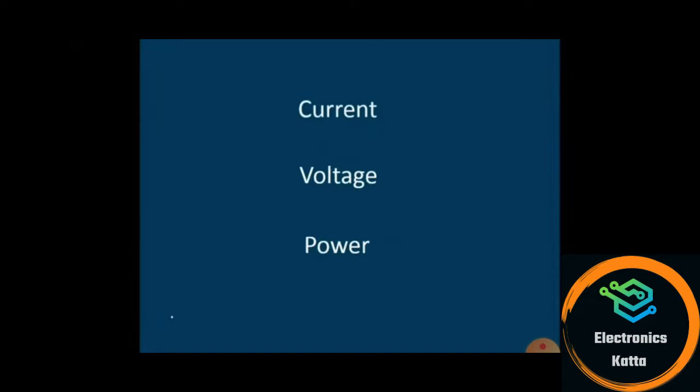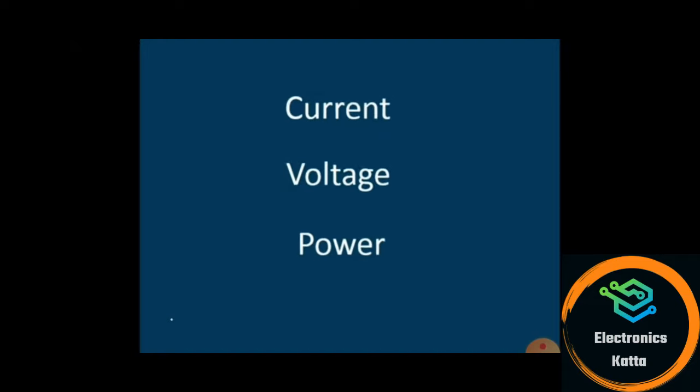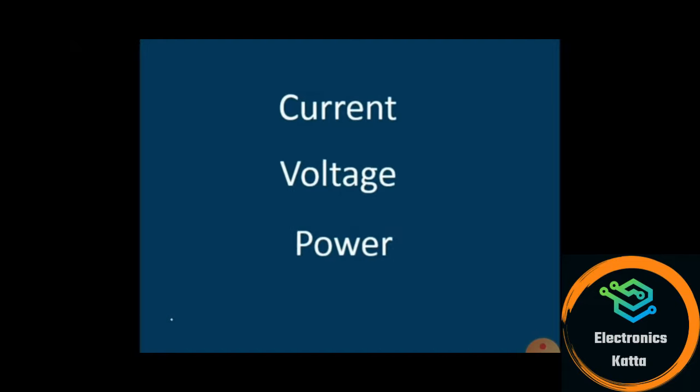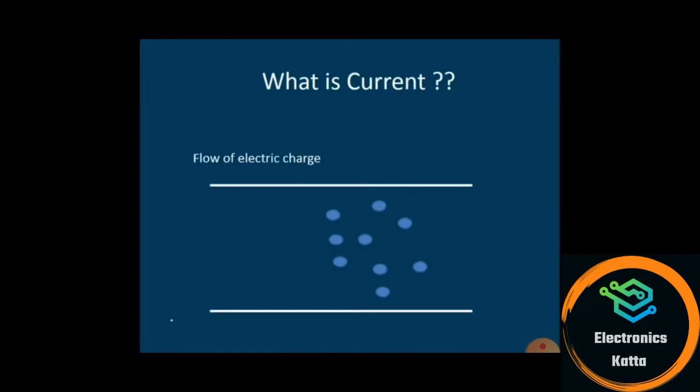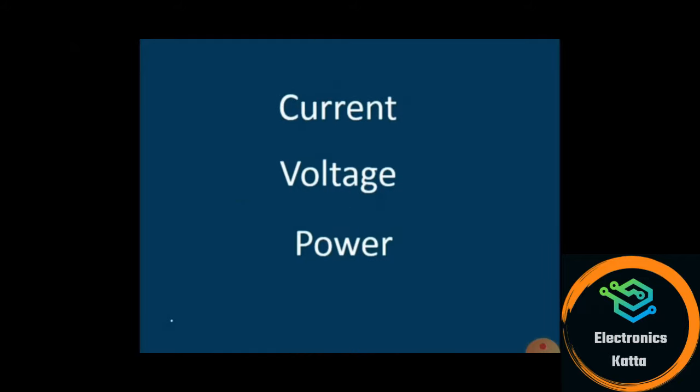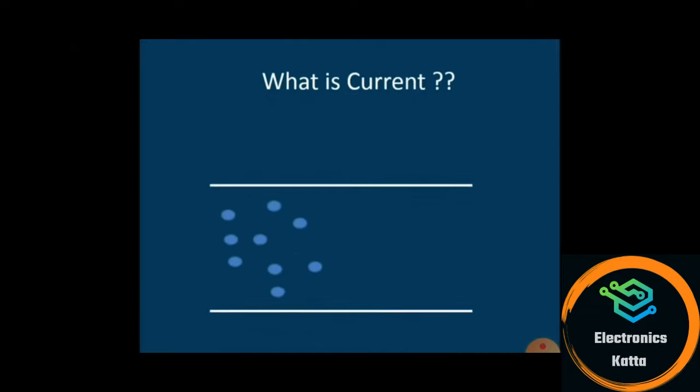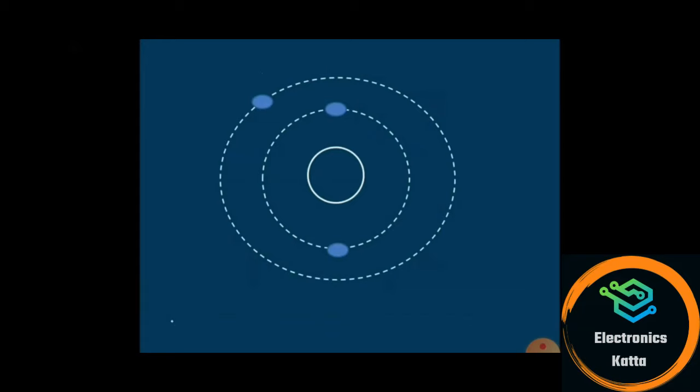Concept of current, voltage and power in electrical circuits, and we'll see how they are related with each other. So let's start with the current. So what is current? In simple terms, it can be defined as a flow of electrical charge. To understand the current, first of all let's see the concept of electrical charge.